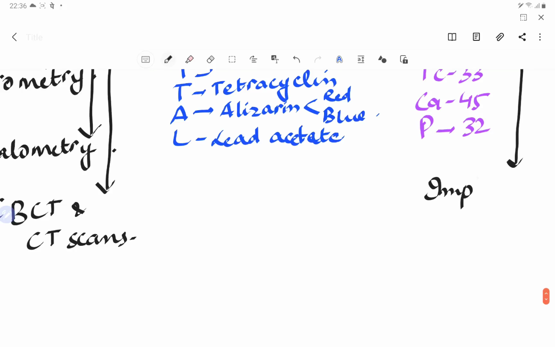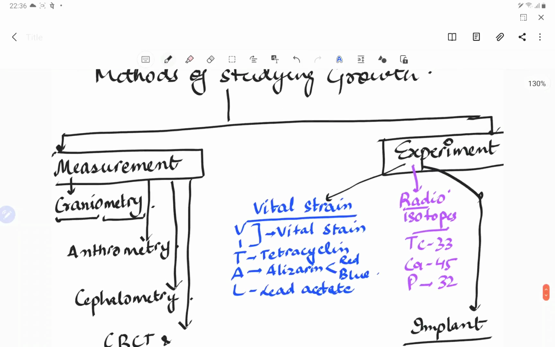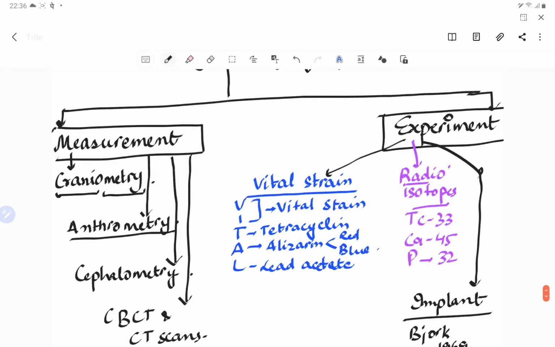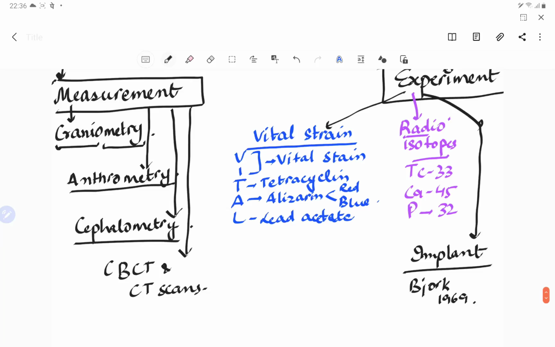Third one is we can measure the growth via the implants, and it was introduced by Björk in 1969. So these are the methods of studying growth. The measurement, craniometry, is the first approach of studying growth. Then is the anthropometry, which is to measure the skull dimensions on live people. Then the cephalometrics, the ceph, which was given by Hofrath and Broadbent in 1931. Then we have the three dimensional methods like CBCT and CT scan.